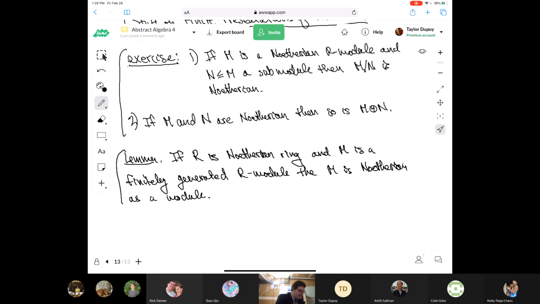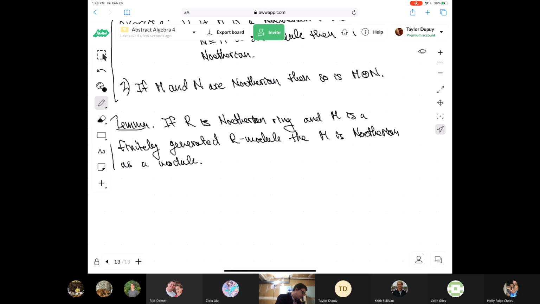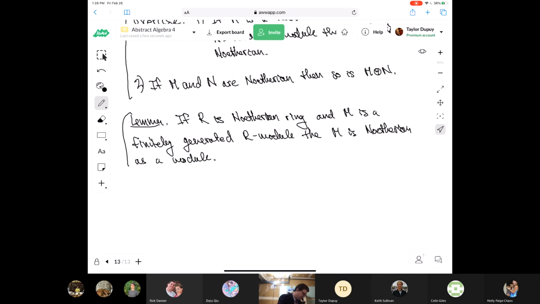R being a Noetherian ring means that every ideal is finitely generated, or equivalently, there's no infinite increasing chain of ideals. All those chains have to terminate; they eventually have to be the same. And here, we're saying that if M is finitely generated, then we have this condition on all the submodules as well. Okay, so here's the proof using the exercises.